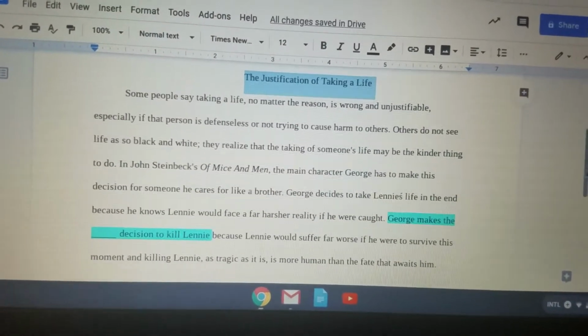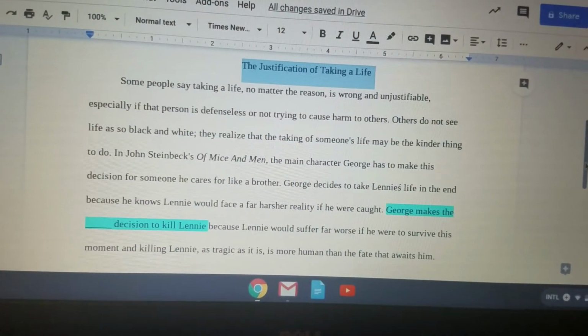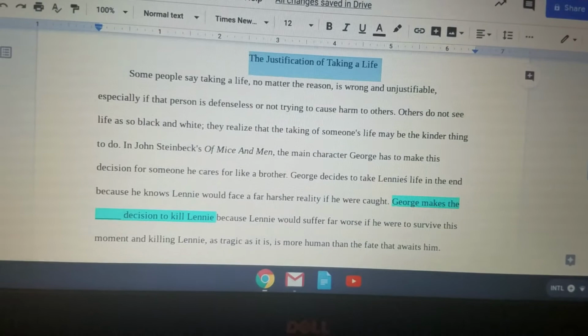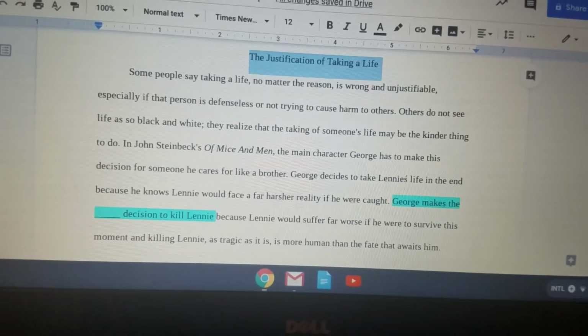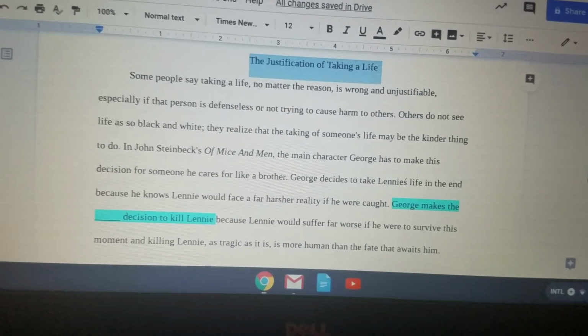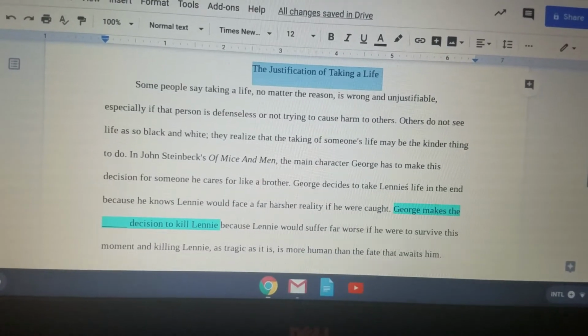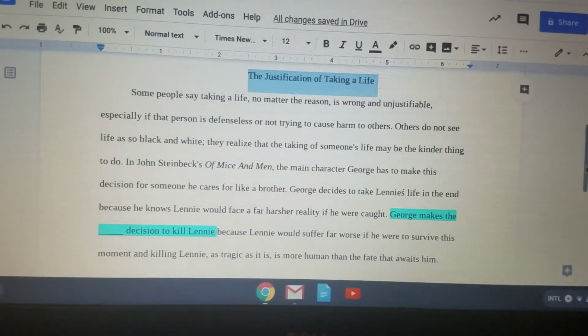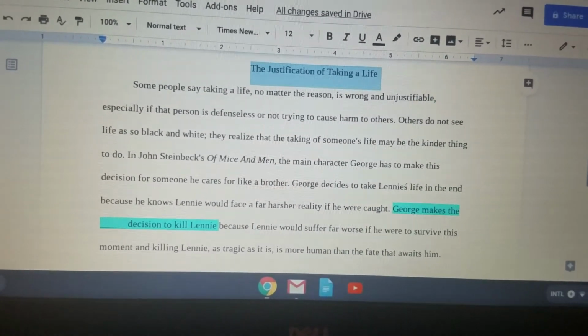Now, this becomes my thesis statement, right? This is my argument. I have a because statement in there. I left it very general. You could always have your 3 points justified because A, B, and C. I just said because Lenny would suffer far worse if he were to survive this.